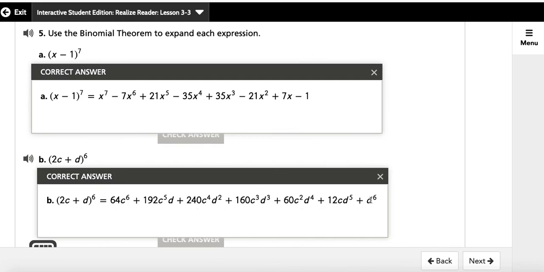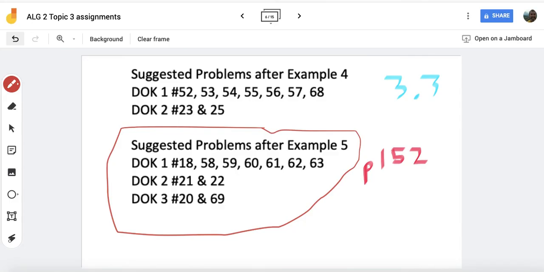Okay? If you forgot what the problems were that you could be assigned, here they are again.